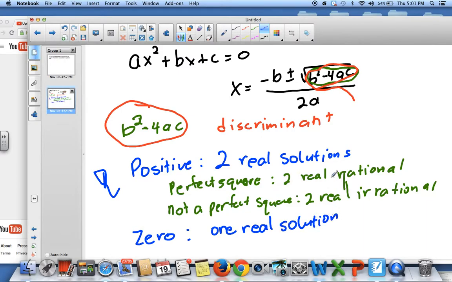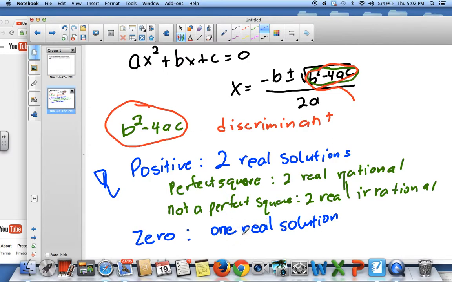And it will be rational because the square root will be gone. Sometimes what they write this as, instead of saying one real solution, they'll say two solutions that are the same, or two equal solutions maybe. Because technically when you have a quadratic formula with the 2 here, means you should have two solutions. It just so happens that they're the same.